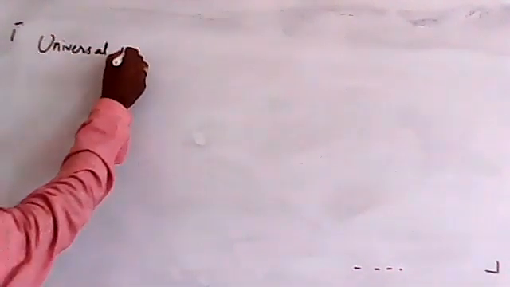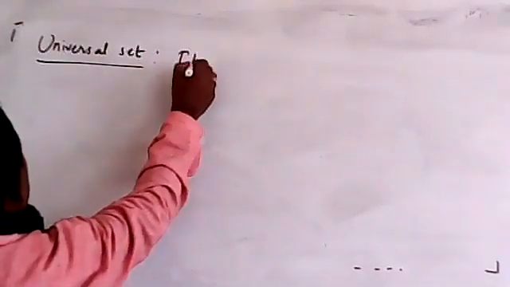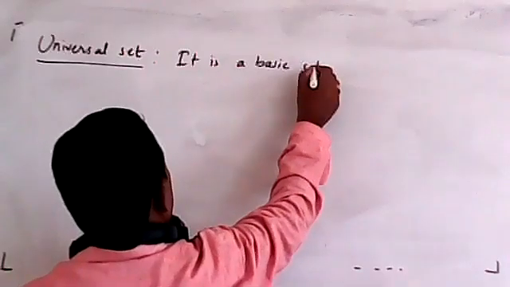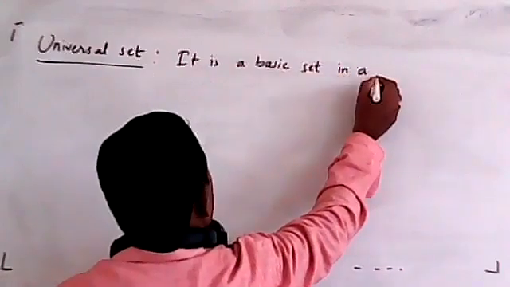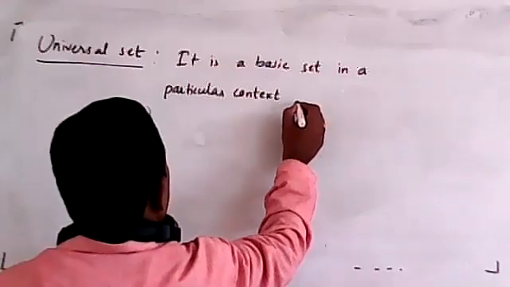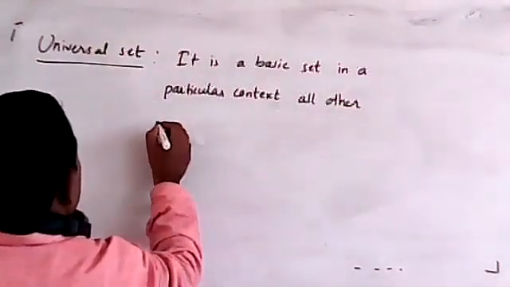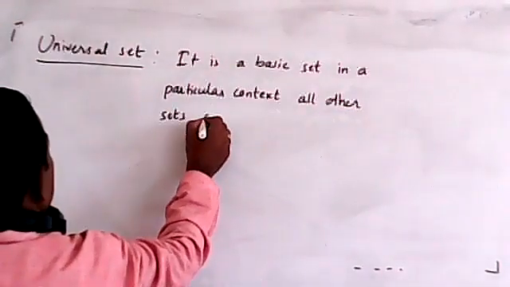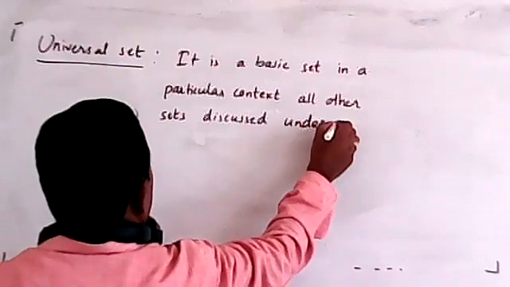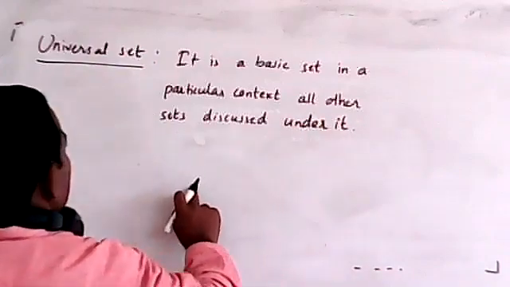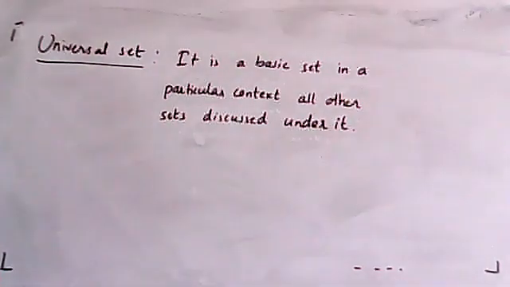Universal set: it is a basic set in a particular context, and all other sets are discussed under it. So that set is called the universal set.